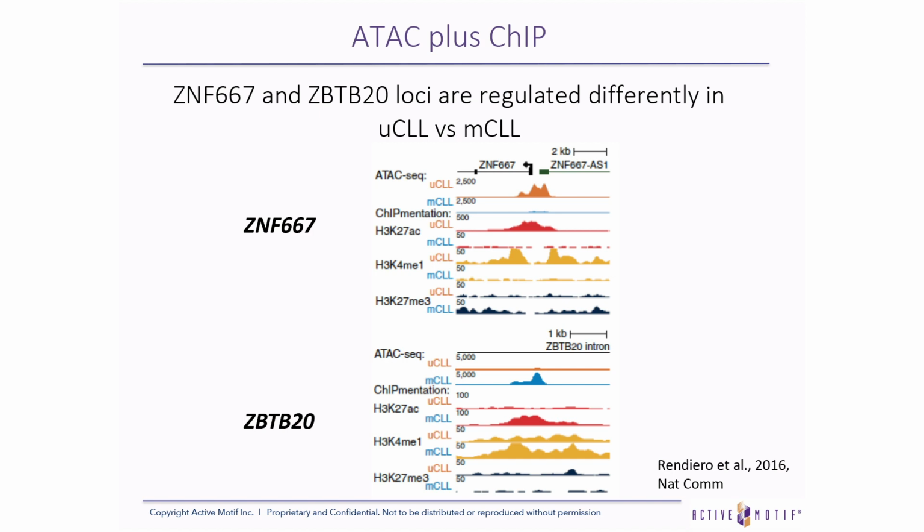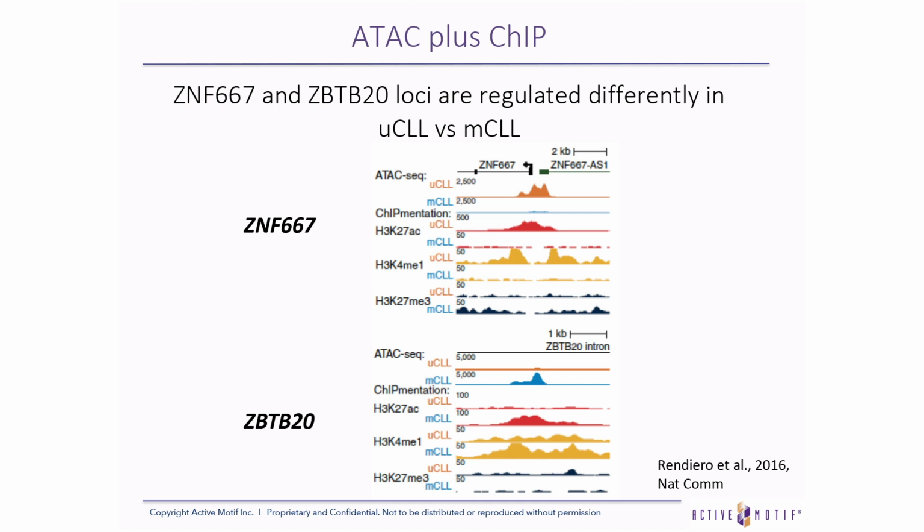So conversely, when we look at the ZBTB20 locus, there's open chromatin, there's acetylated histones at this locus for the MCLL patients, whereas for the UCLL patients, this gene seems to be off, that chromatin is closed. There's lack of histone acetylation. There's less of the primed enhancer mark. There's a little bit more of the closed chromatin mark.